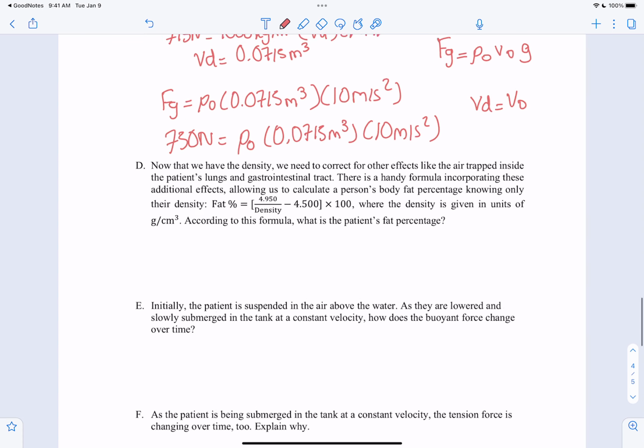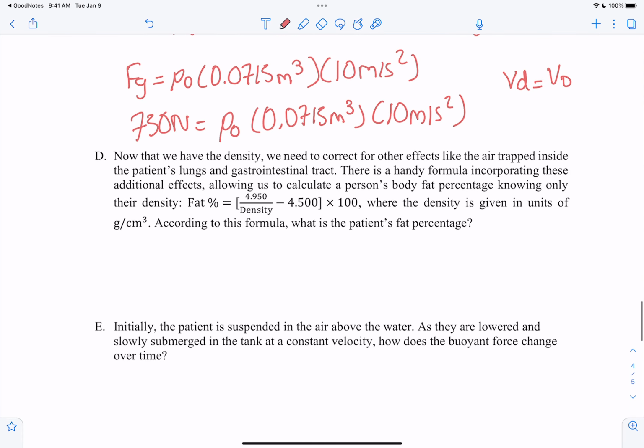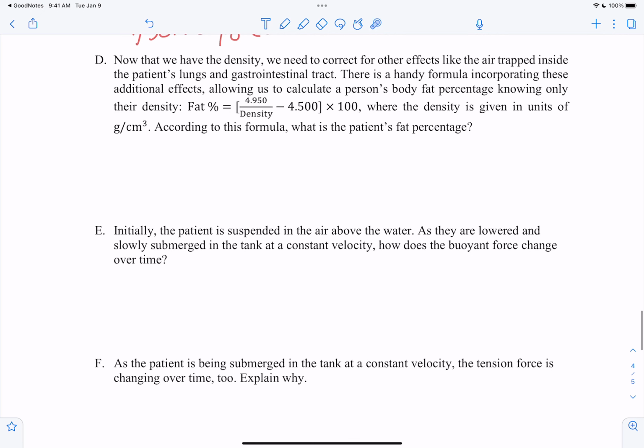All right. So part D is saying now that we have the density, we need to correct for other effects like the air trapped inside the patient's lungs and gastrointestinal tract. There's a handy formula incorporating these additional effects, allowing us to calculate a person's body fat percentage, knowing only their density. So fat percentage is equal to 4.95 divided by the density, minus 4.5, times 100, where the density is given in units of grams per centimeter cubed.